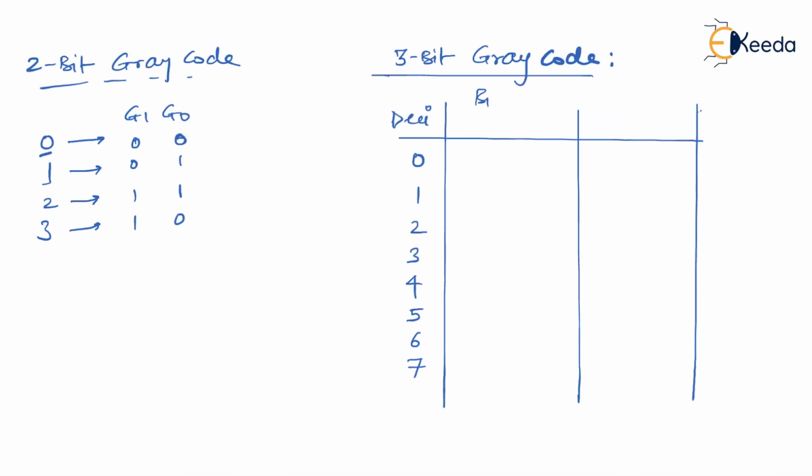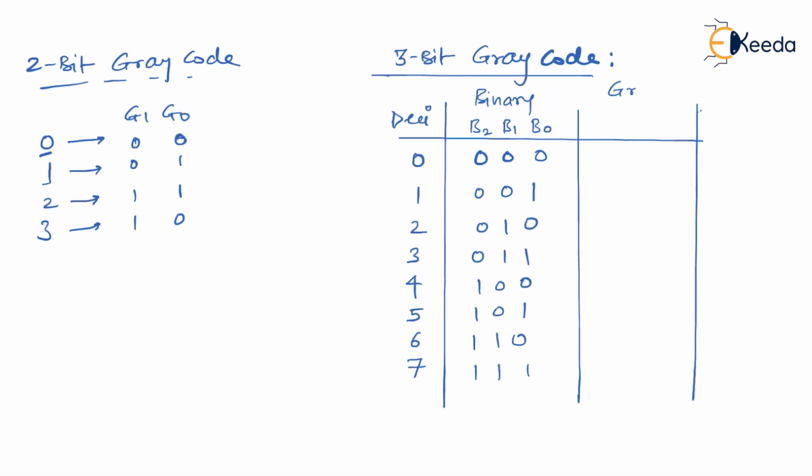So for binary, I have the second column, that is B2, B1, B0. I'm sure you know very well how to convert decimal to binary, so I'm not going to explain, but I'm going to write only the binary codes here as 000, 001, 010 for 2, 011 for 3, 100 for 4, 101 for 5, 110 for 6, and 111 for 7. Then I'll write over here gray, that is gray code, represented as G2, G1, G0.